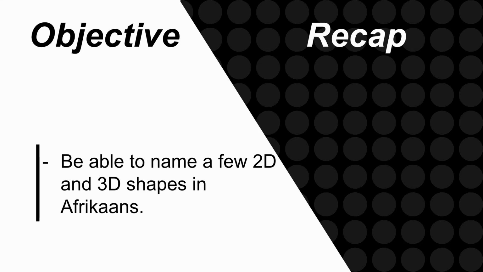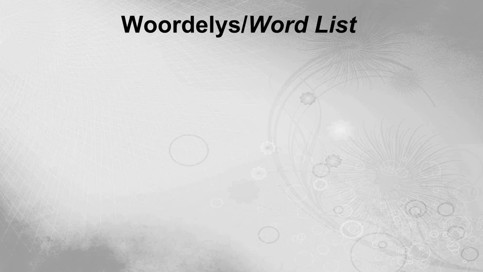After you have finished this lesson, you should be able to name a few 2D and 3D shapes in Afrikaans. For this lesson's activity, you'll have to rely on the knowledge you obtained from the number lesson. You can find the link to the number lesson in the description. The words you need to memorize for this lesson are as follows.